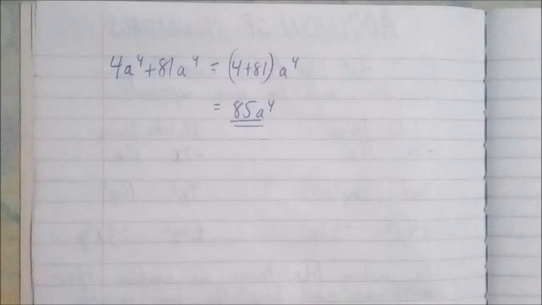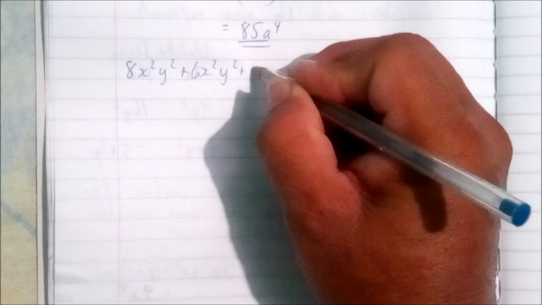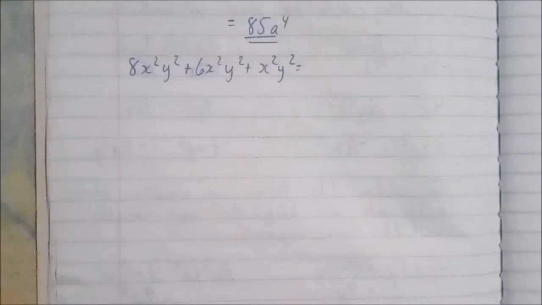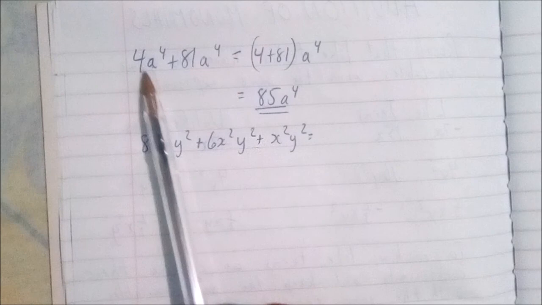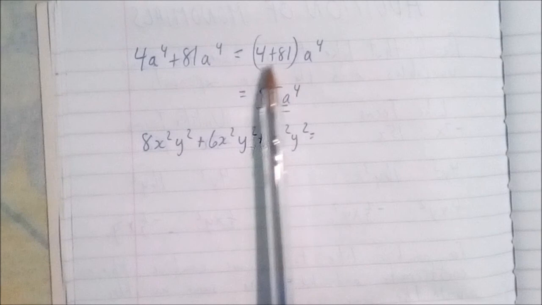Okay, we go to our next one. We have 8x squared y squared plus 6x squared y squared plus x squared y squared. Are they all like terms? Yes, all of them have the same variables to the same powers. In the previous one, 4a to the fourth plus 81a to the fourth, we keep the coefficients, we say 4 plus 81, and the a to the fourth you bring down, and then just add the numbers which are the coefficients, and then you'll get it combined.